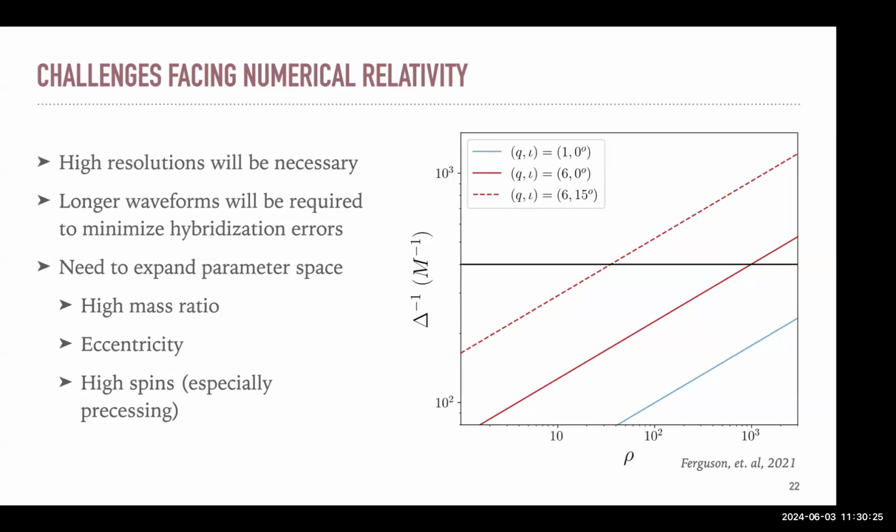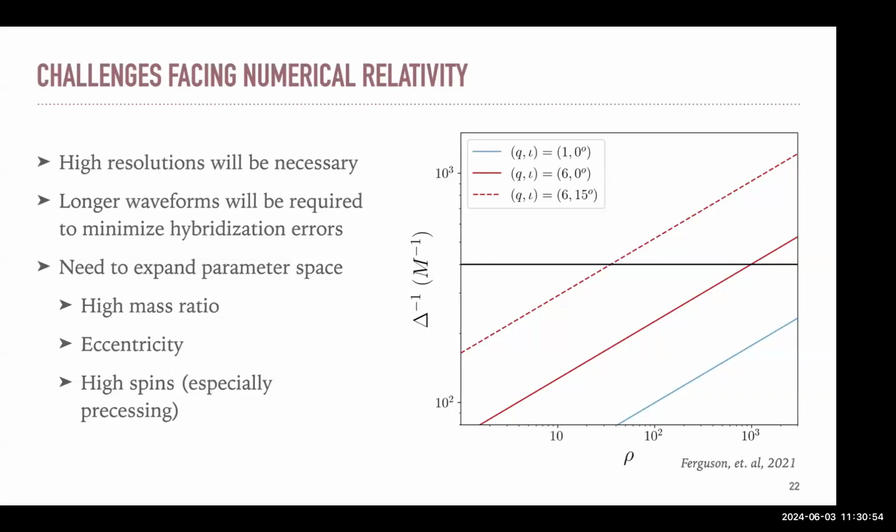That increases as you increase the loudness of the signal, and systematic errors start becoming louder and more important than the statistical errors of the detection. So you need higher and higher resolution. When this plot was made, that horizontal line was the Maya catalog's highest resolution simulation. That's not quite true anymore, but it still gives you an idea of what's easy versus what's not.